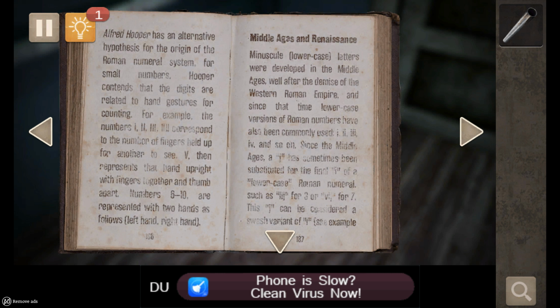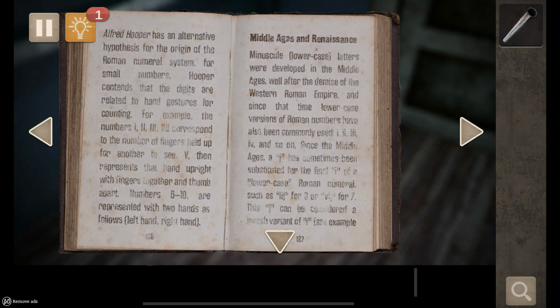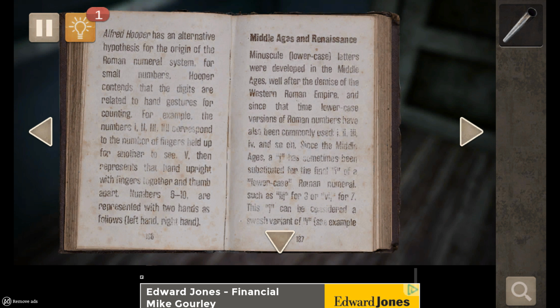Alfred Hooper has an alternative hypothesis for the origin of the Roman numeral system for small numbers. Hooper contends that the digits are related to hand gestures for counting. For example, the numbers 1, 2, 3, 4 correspond to the number of fingers held up for another to see. V then represents that hand upright with fingers together and thumb apart. Numbers 6 through 10 are represented with two hands as follows, left hand, right hand. Middle Ages and Renaissance. Minuscule lowercase letters were developed in the Middle Ages, well after the demise of the Western Roman Empire. And since that time, lowercase versions of Roman numerals have also been commonly used: i, ii, iii, iv, and so on. Since the Middle Ages, a j has sometimes been substituted for the final i of a lowercase Roman numeral, such as iij for 3 or vij for 7. This j can be considered a swash variant of i. See example.